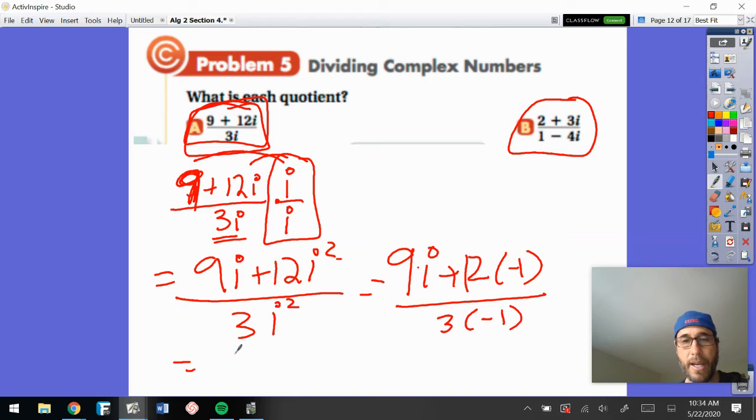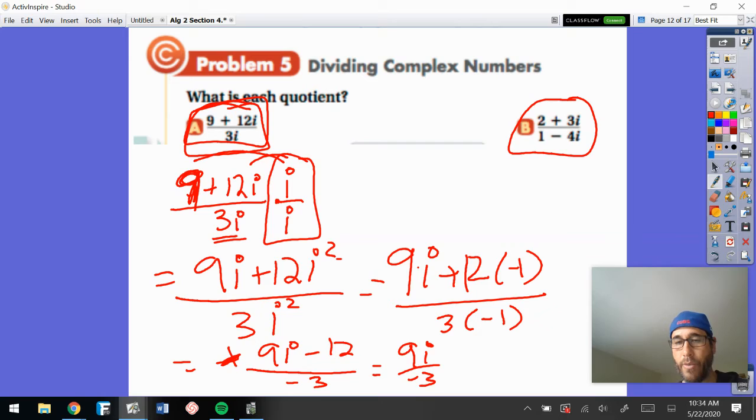So that gives me positive 9i minus 12 all over negative 3. Now, whenever we have one thing on the bottom, it's important to simplify. And you can share that with both of those. And we always want to do this if a 3 goes into both of those. And 3 does, right? 3 goes into 9 3 times.